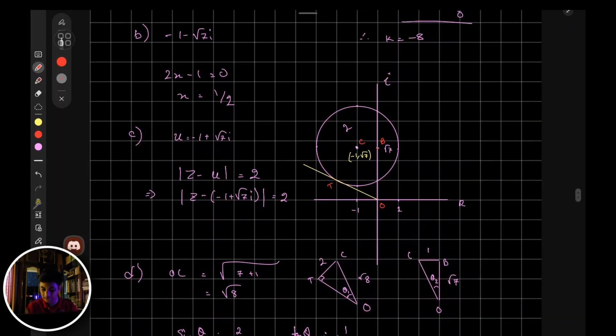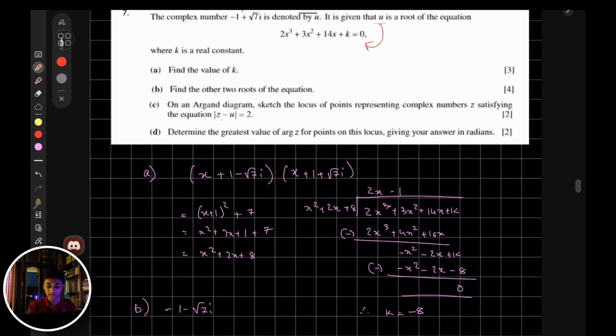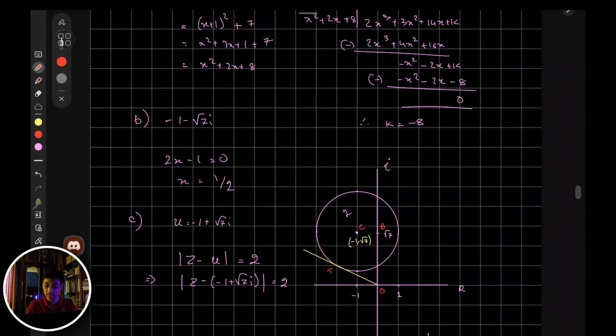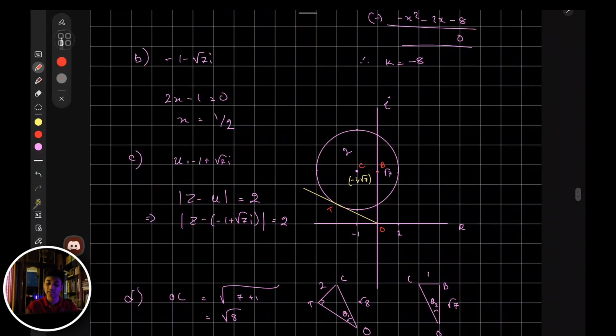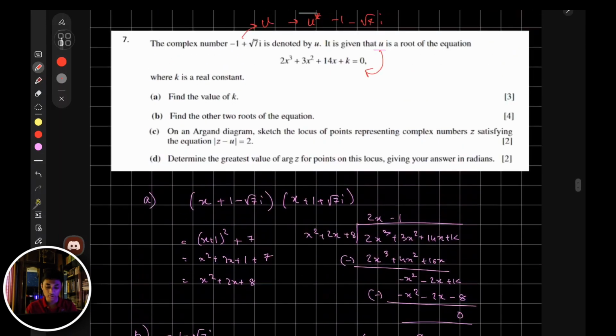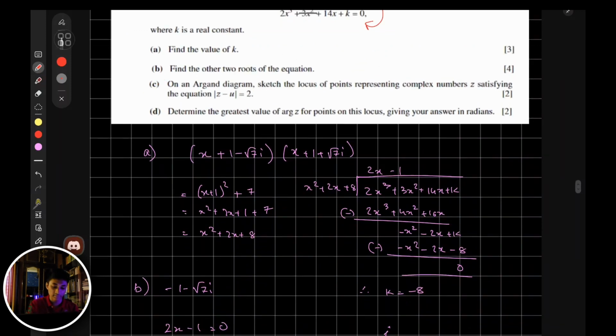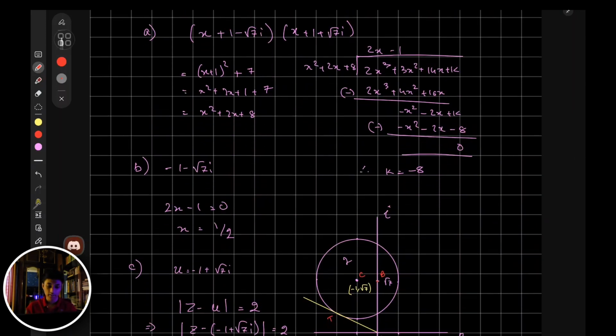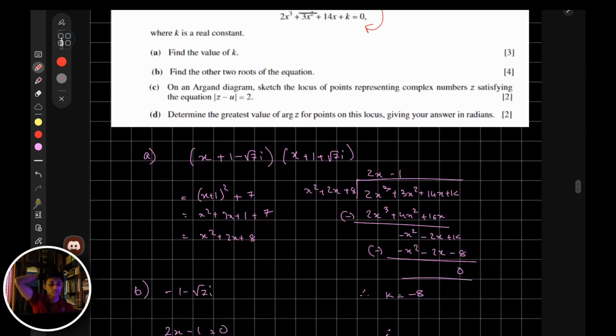You plot this at the center, and they've given you a condition that z minus u, that distance, will always be 2, meaning the radius is going to be 2. So in that case, you draw a circle with radius 2 and center minus 1 and root 7. After you've done that, you have answered question C. Great. So they just wanted the sketch, right? Yeah, so it's done.